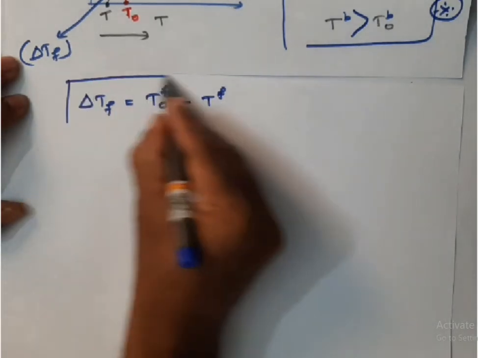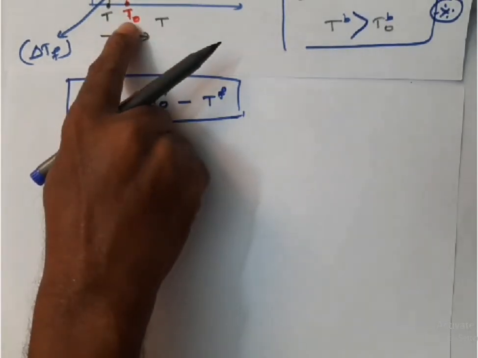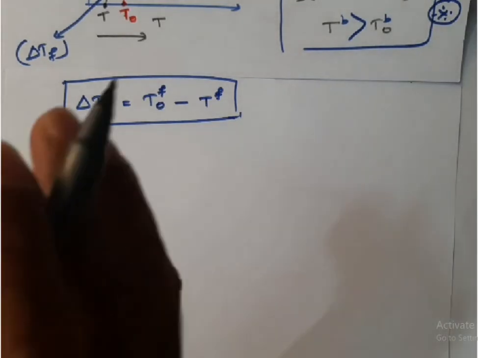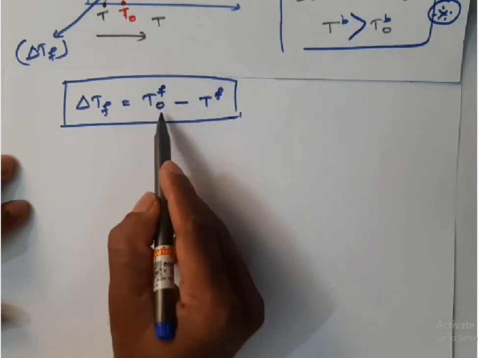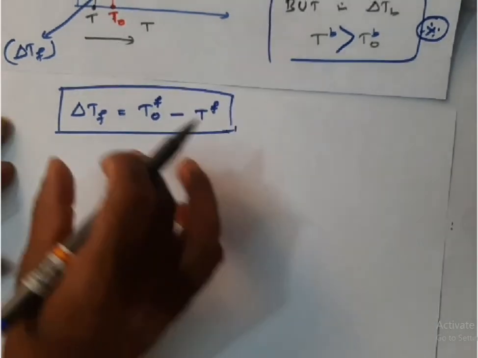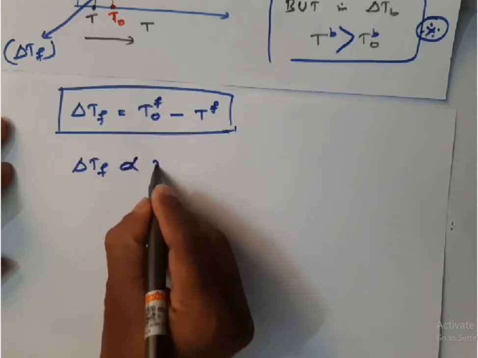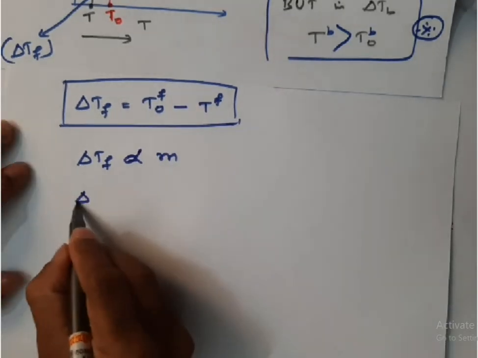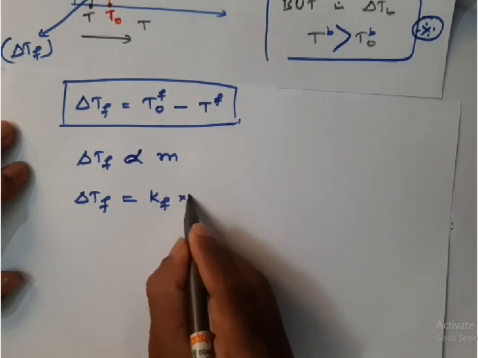Okay, let me write like this. Note down. Because higher value minus lower value will give you the difference. So delta TF is nothing but T0F minus TF. Students, remember, T0F is the freezing point of pure solvent, and TF is the freezing point of solution. And this difference is directly proportional to the molality of the solution, as usual. If I equate this, we should introduce a constant, and that constant is Kf into m.